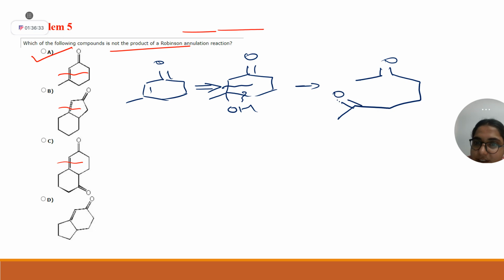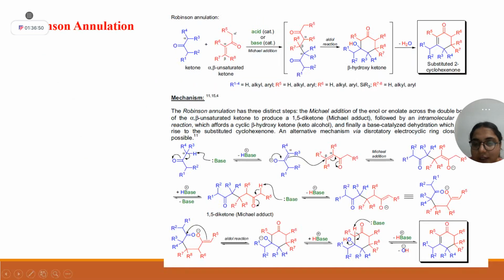Correct? Before this step, it will abstract a proton from this side. 1, 2, 3, 4, 5, 6. Clear? It will look like this. Yes or no, students? Okay. Let me go to this side, to how this double bond can come after removal of this H2O. After coming OH, it will remove H2O and will get this double bond.